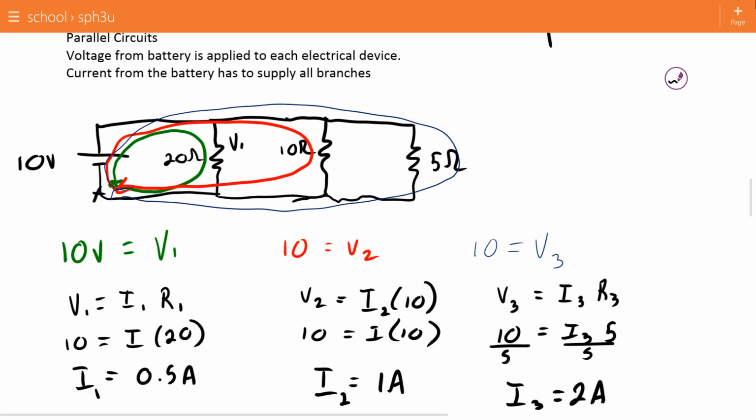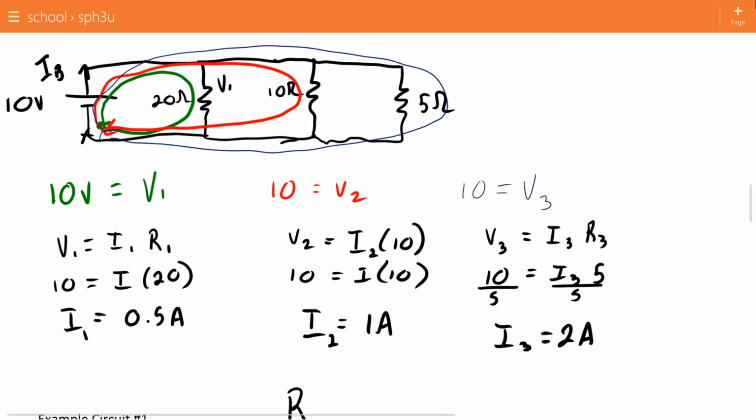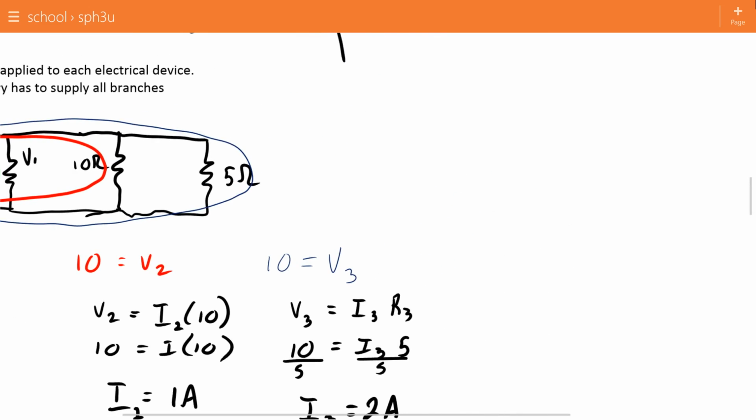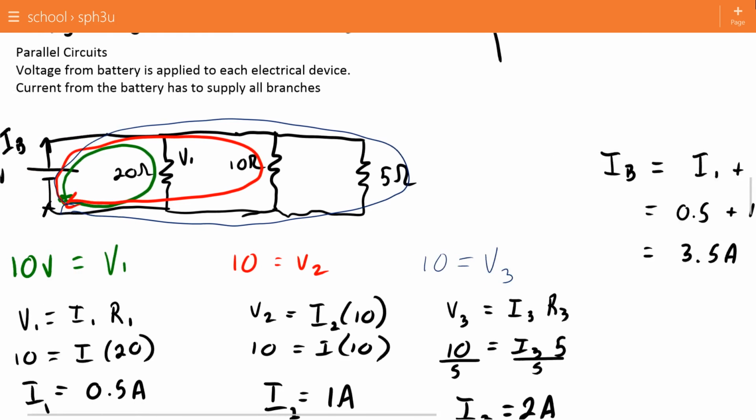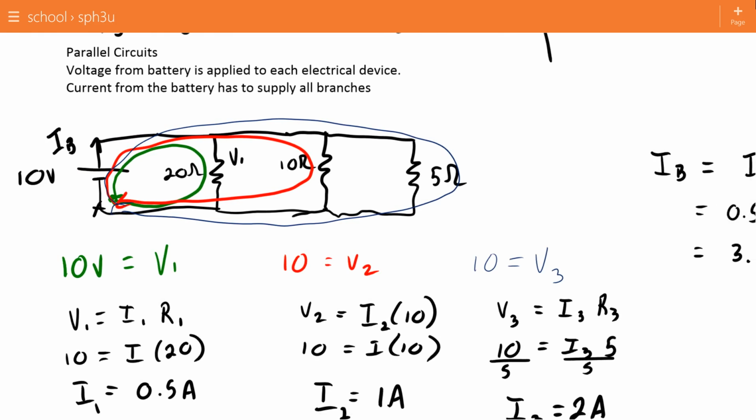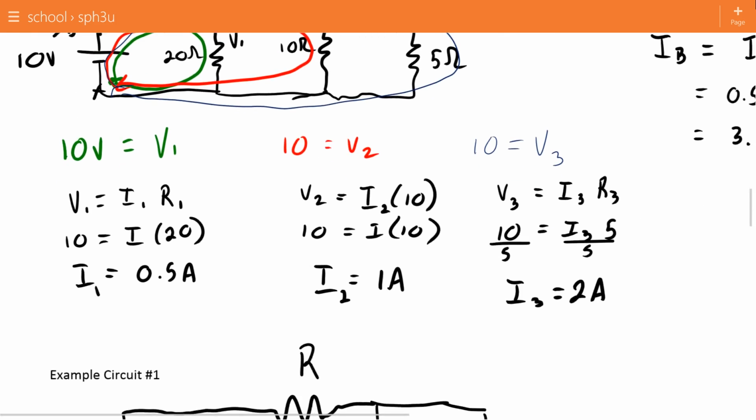The current through the battery, I'm going to call that IB, has to supply all 3 of these currents according to Kirchhoff's current law. So the total IB has to be equal to the current from one plus the current from the other plus the current from the third, which was 0.5 plus 1 plus 2, or a total of 3.5 amps.